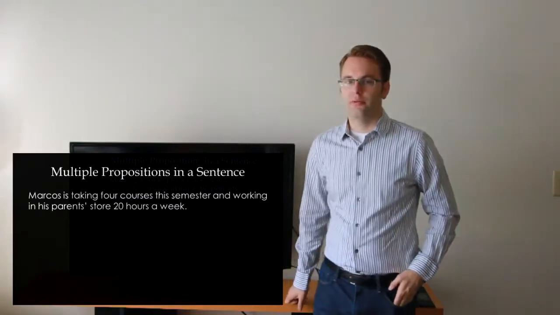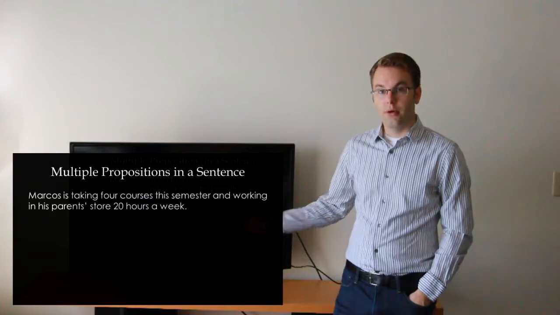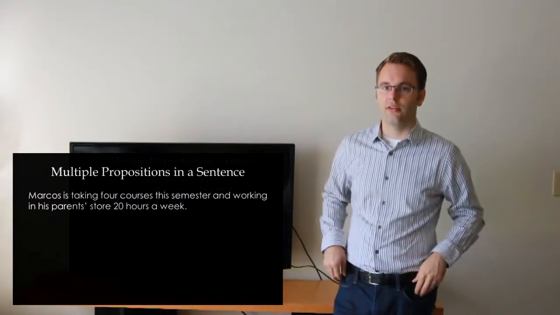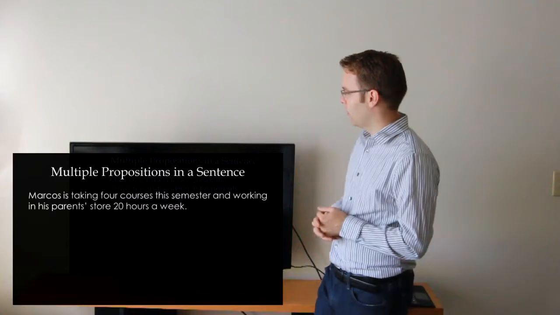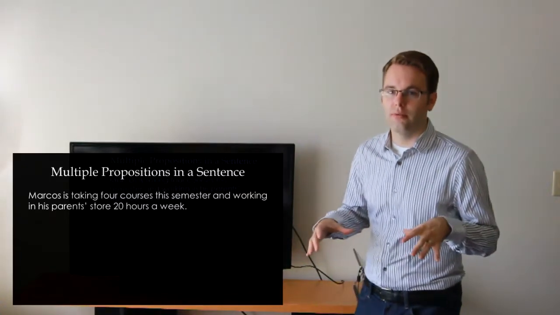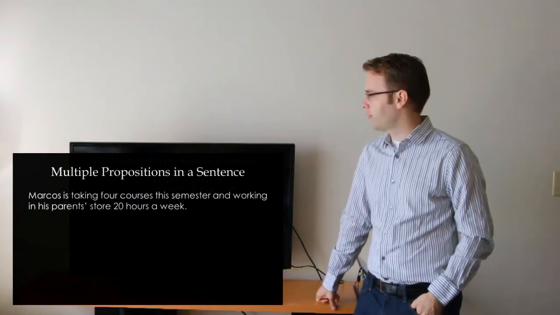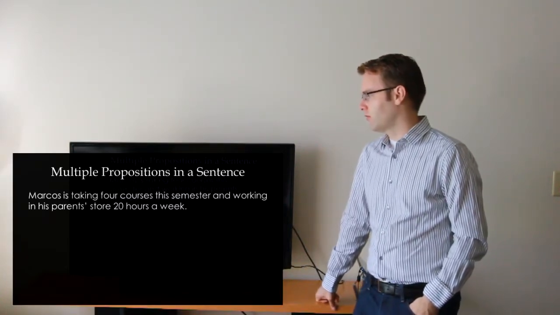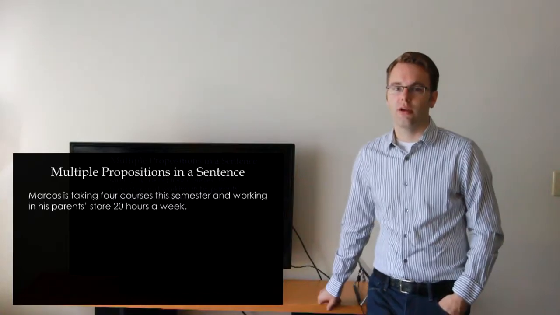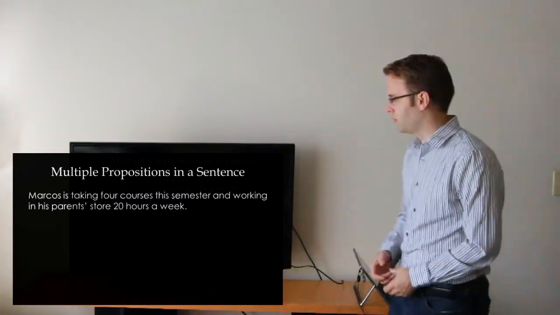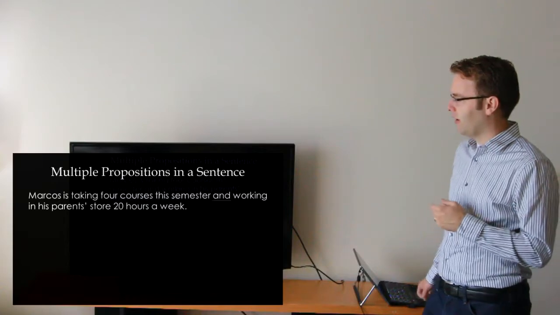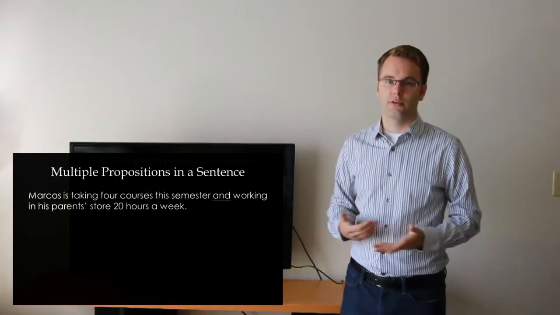It's important to note, especially when we get down to the logic part of the course, but even when we get into the argument mapping, which will come relatively quickly, it'll be sort of the second thing that we do after we get some of this introductory stuff taken care of, that some sentences have multiple propositions in one sentence. So here's one. Marcos is taking 4 courses this semester and working in his parents' store 20 hours a week. So we've got one sentence, right? English grammar allows that to be one sentence, but it's actually multiple propositions. So a proposition, remember, is any discrete, complete thought that can be true or false. So we've got that and in there, and the and is really what tells us that we're dealing with multiple propositions.